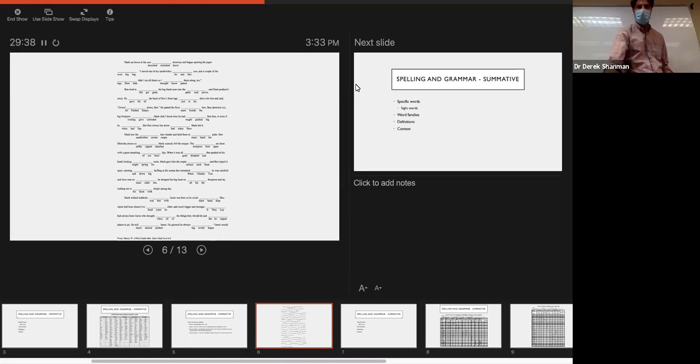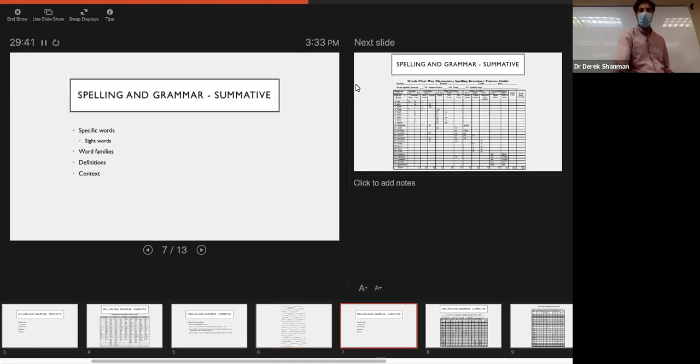Okay, cool. All right, on the summative side of things, we have the same ideas. We can still look at sight words. We can still look at those specific words, those vocabulary words. We still look at word families. We look at definitions. We look at context. So we have all of those things still. And most of those procedures are done the same way. The one major exception is with word families.